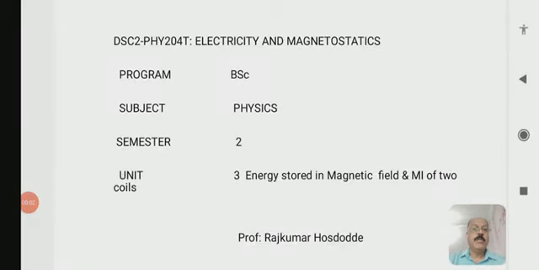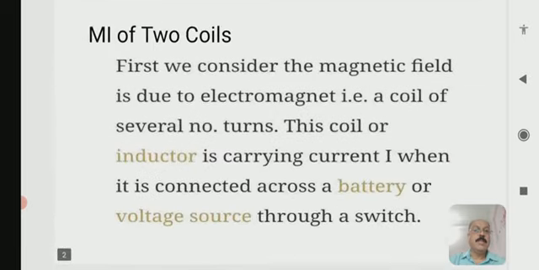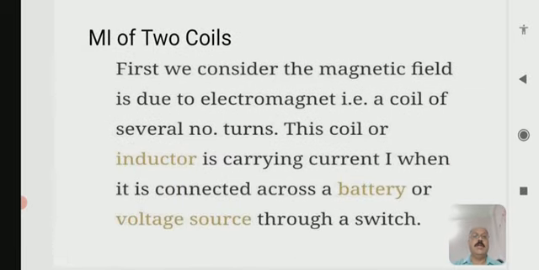Good morning, students. In today's class we will discuss the energy stored in a magnetic field and the mutual inductance of two coils. First we discuss the energy stored in a magnetic field, and then the mutual inductance of two coils.